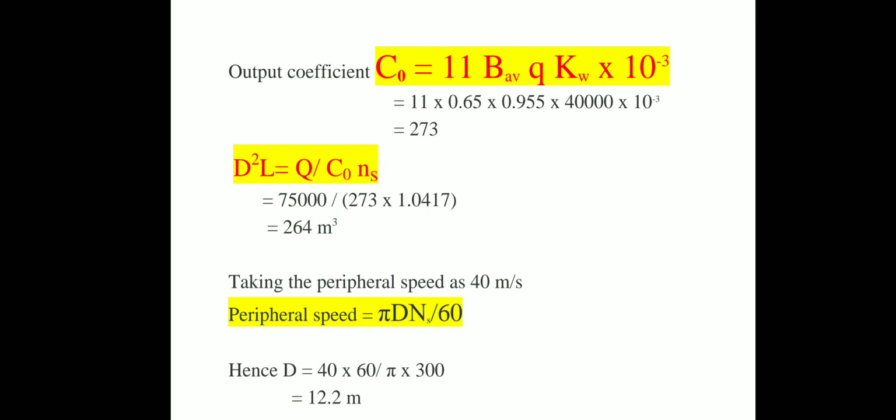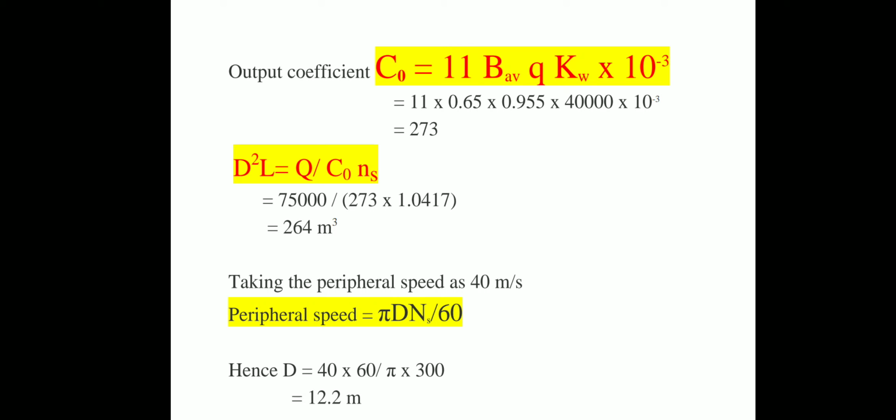We know the output coefficient C0 is equal to 11 Bav q Kw into 10 to the power minus 3. Bav is your specific magnetic loading, q is your specific electric loading, Kw is your winding factor we just discussed, which we have chosen as 0.955. Put the values and calculate. It is 273. Now calculating the main dimensions of the machine, that is capital D and capital L, from the formula D square L is equal to Q upon C0 Ns. Put the values, you will get the combined D square L is equal to 264 meter cube.